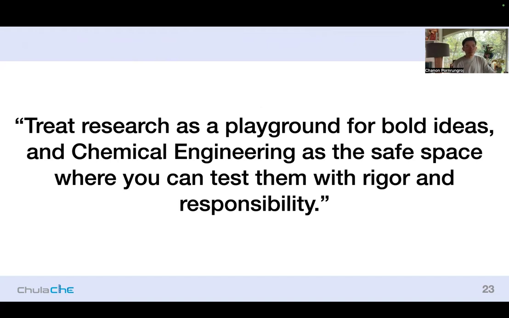So you should be bold. You should try something new. You should not fear, right? Yeah, that's what I would encourage you to have in mind, right? It's a playground. It's a place where you can test your ideas, just like I did.